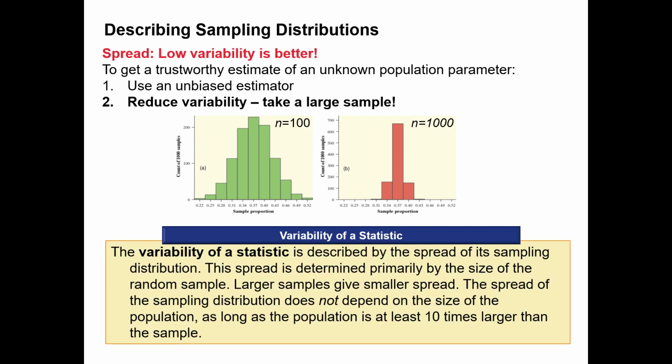This is just a formal way of putting what I just said. The variability of a statistic is going to be described by the spread of its sampling distribution. This spread is determined primarily by the size of the random sample. Larger samples give smaller spread.